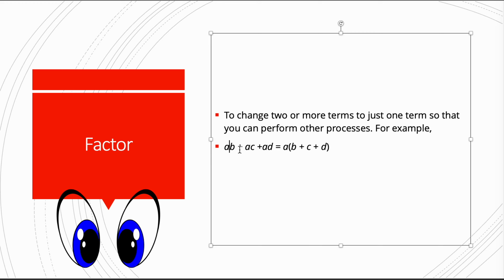As you can see, between these three terms, which variable is common? A. So a has to be written out and open a bracket. That's how you write a factor. And for this, you really need to have searching eyes to look for what are common variables that are given to us, and that's how you extract them out, write it outside and open a bracket.